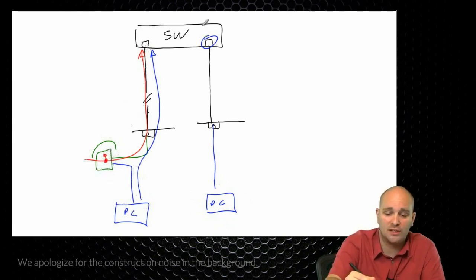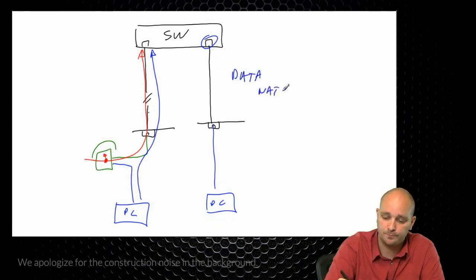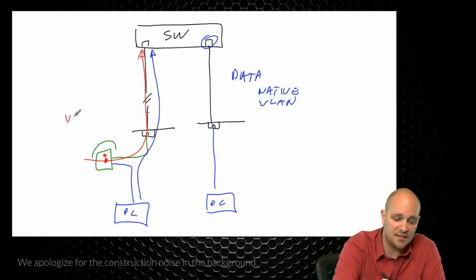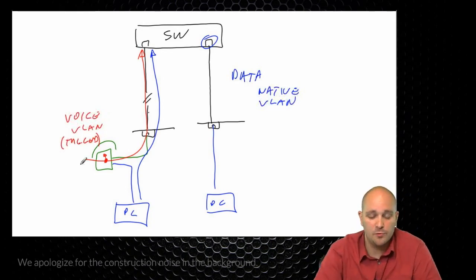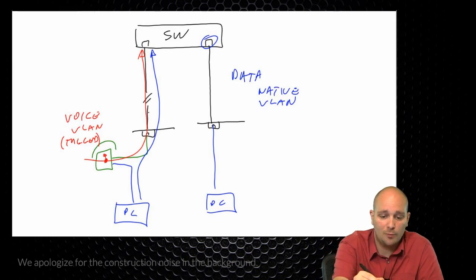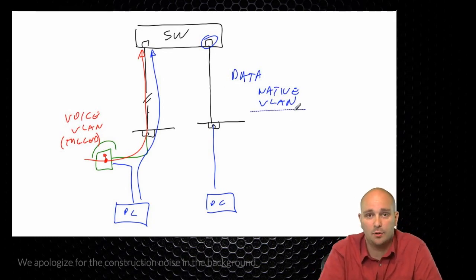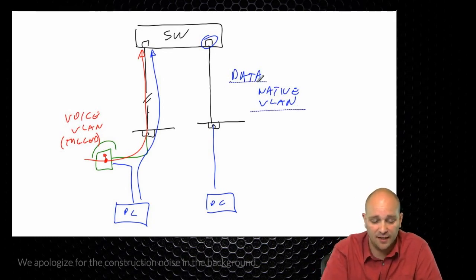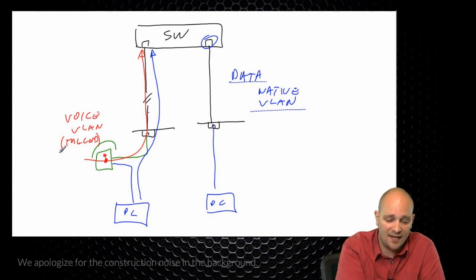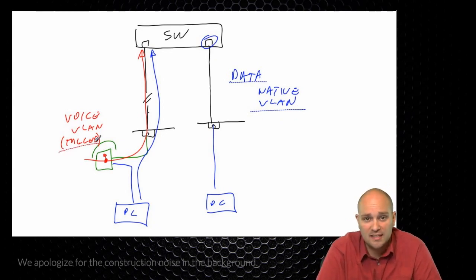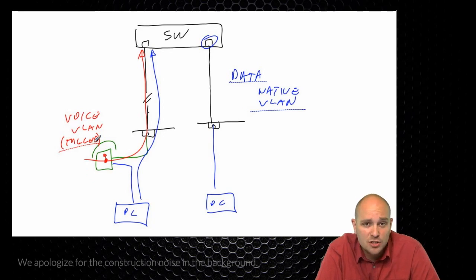Now, the way this works is that the data traffic is put in a native VLAN, and the voice traffic is put in a voice VLAN, which is tagged. That means that if we receive untagged traffic, we automatically know that this is supposed to be native traffic, or that this is the data VLAN. And if we receive tagged traffic, we know that the traffic is from the voice VLAN. So this is just one use for the native VLAN.